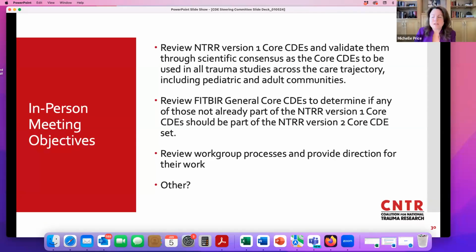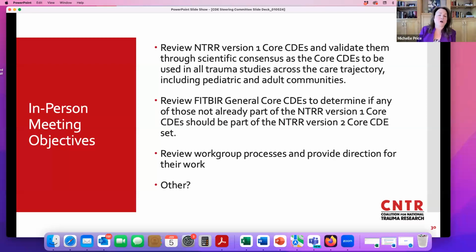Sure. These broad meeting objectives are basically what we proposed in the proposal that we submitted to DoD, but we wanted to bring them to you today to see if there are questions about starting with these core elements and comparing them to FITBR and deciding what works for trauma, as well as what the process is going to be with the work groups, where of course they're focusing on the basic CDEs, but there may be other things that you all would like to add to the agenda.